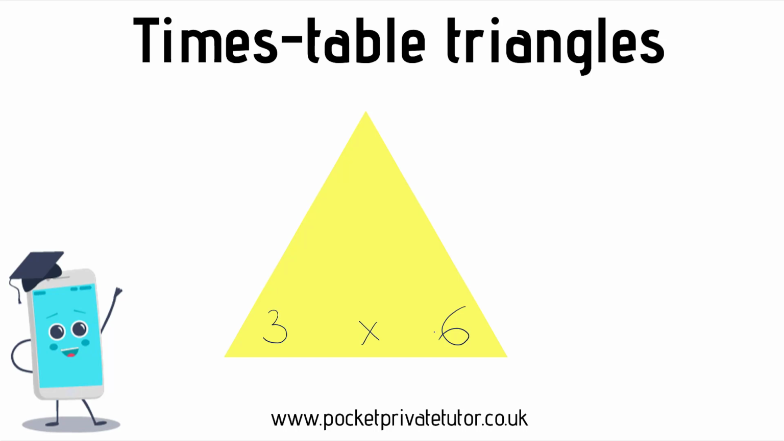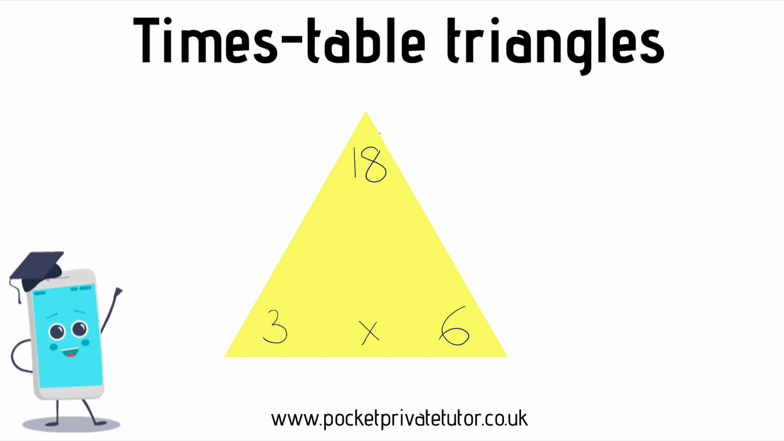And the multiple of 3 and 6, so the answer of 3 times 6, is 18, and I write my answer at the top. So at the bottom you put the 2 times table facts, the 2 factors. They are the two numbers being multiplied and they make the number 18. 18 is the product and 18 is the multiple.